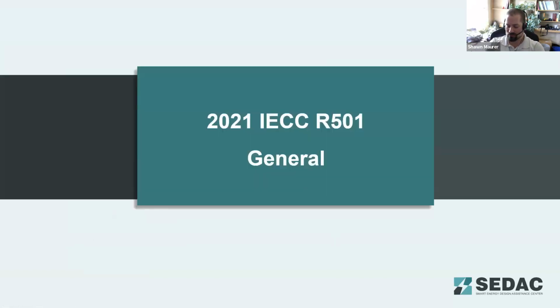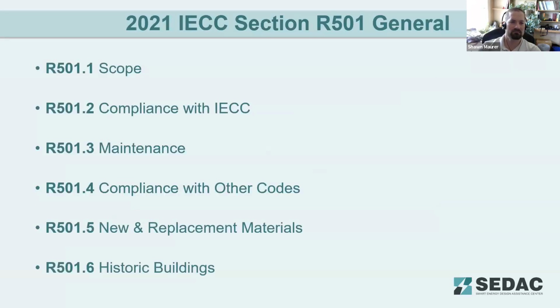So we're going to start off just with the general overview section for existing buildings in the residential section. This general requirements section is broken down into 6 parts: the scope of applicability for existing buildings with the energy code, how to comply through the IECC, how to maintain buildings and what requirements are contained there, compliance with other codes or older code versions, new and replacement materials when you're working in buildings and how the code affects those requirements, and historic building requirements.